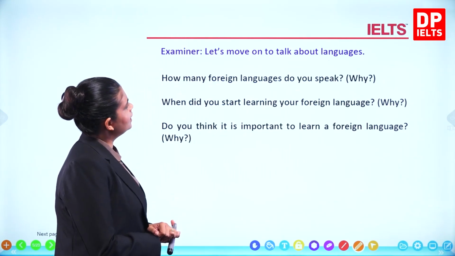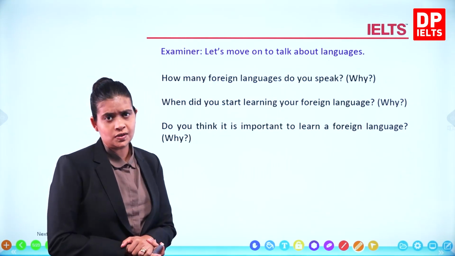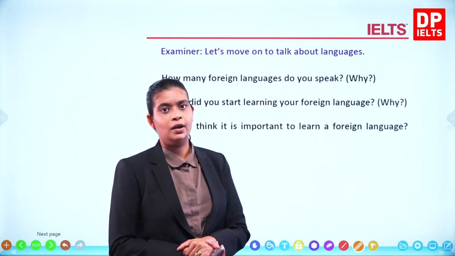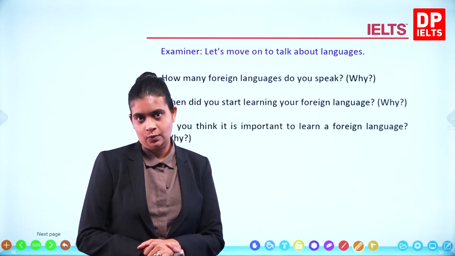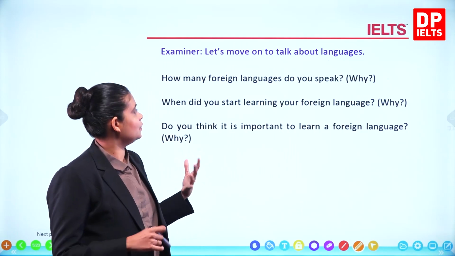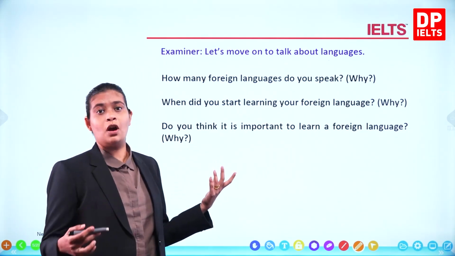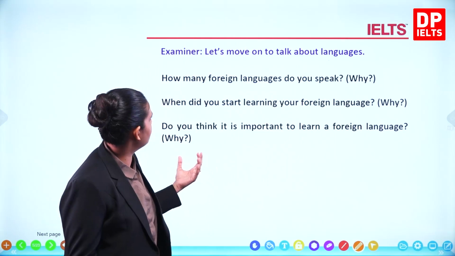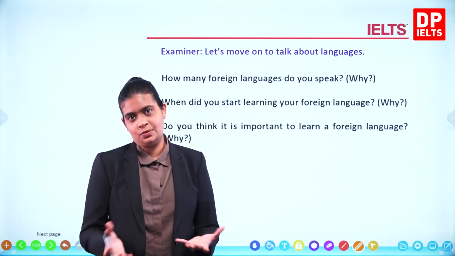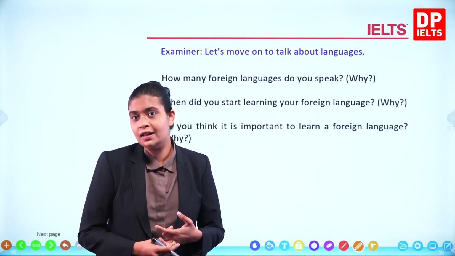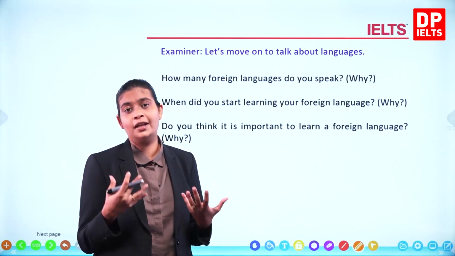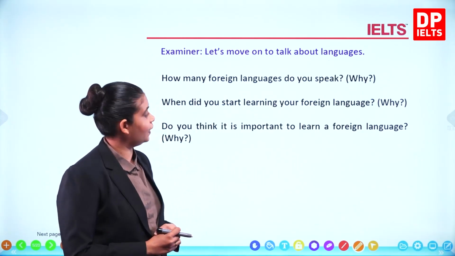Next one. Let's move on to talk about languages. How many foreign languages do you speak? Well, I speak only 1 foreign language. Right, so you could basically say that you can speak maybe 1, 2, 3 foreign languages, right? And why? Because maybe you've learned it because you had to learn it for the school syllabus, or maybe because you really like to learn that language, because you like to learn about the culture and you like to be able to speak different languages, right?